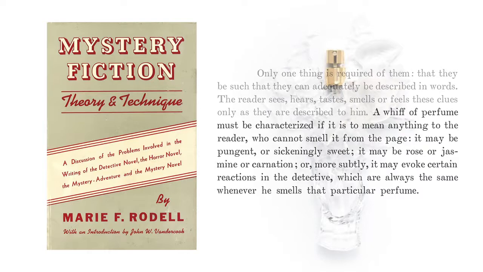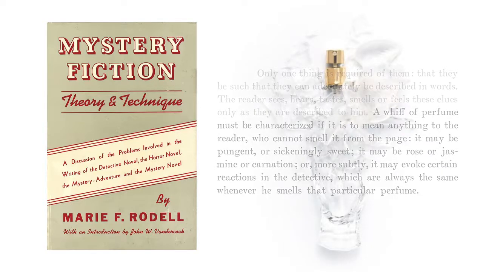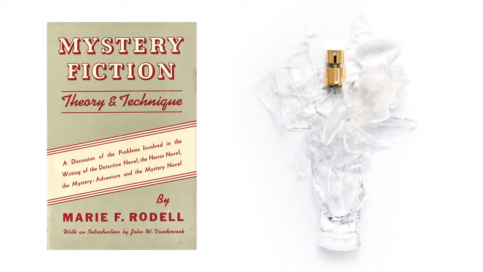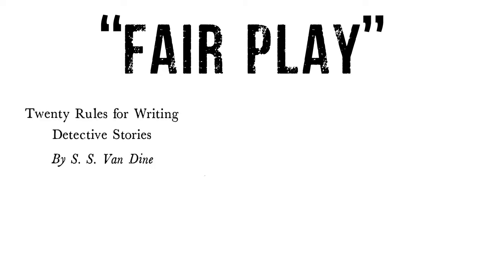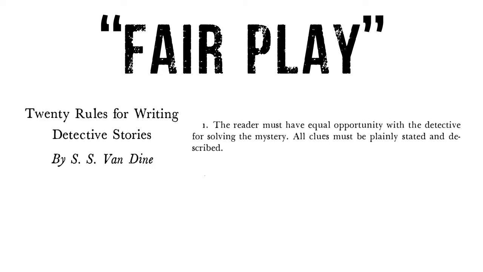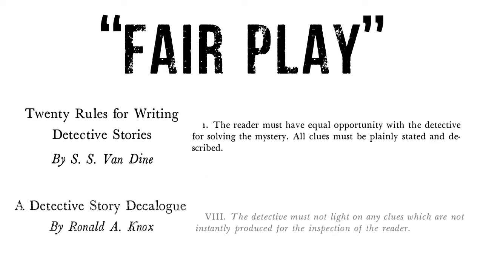Rodell is consistent here. Clues should be described clearly and precisely, with the reader being given a chance to observe everything the detective observes. You'll find rules similar to this whenever someone tries to define the concept of fair play in detective fiction. S.S. Van Dyne insists that all clues must be plainly stated and described. Ronald A. Knox forbids the detective from noticing anything that isn't instantly produced for inspection by the reader. These rules seem straightforward, but in practice things get a bit twisty.